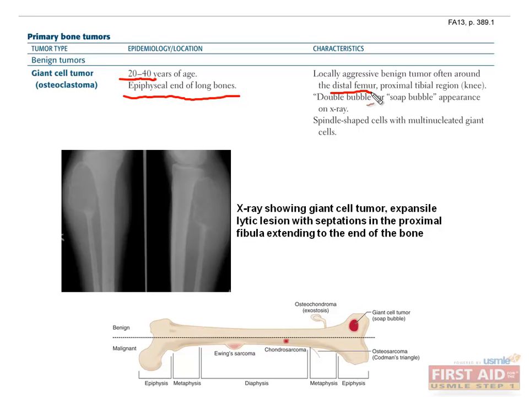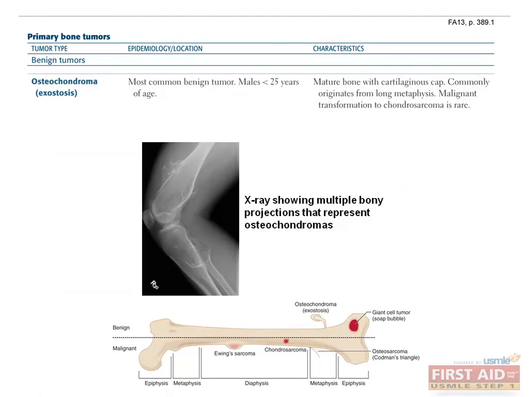Classically, X-rays will show the double bubble or soap bubble appearance, and histologically they'll show spindle-shaped cells with multinucleated giant cells. One more classic fact to know about giant cell tumors is that they're more likely to appear in females. The next tumor we'll discuss is slightly lower yield, but has a couple characteristics that should make it easy to recognize if it shows up on the boards.